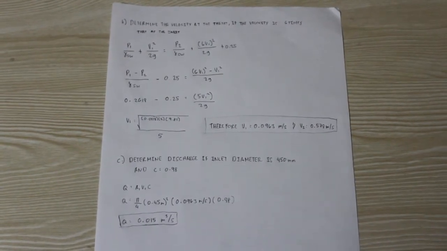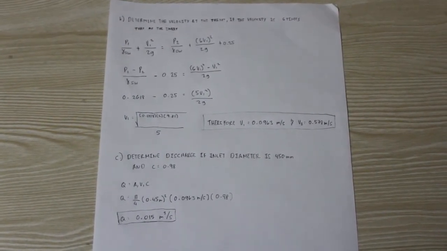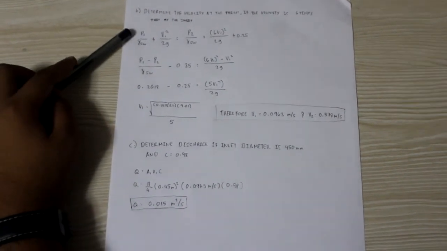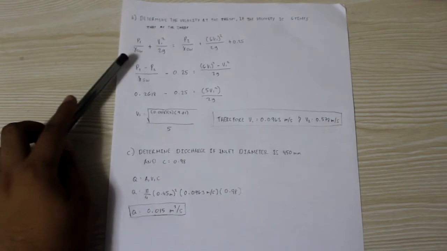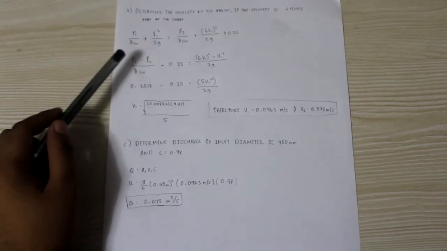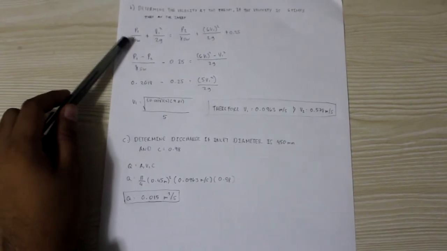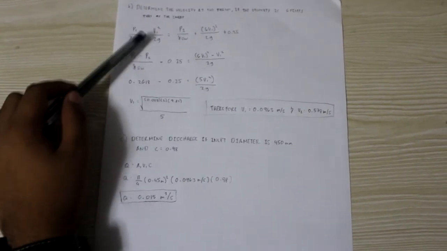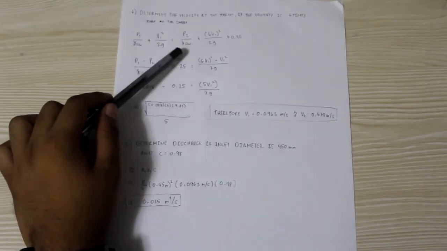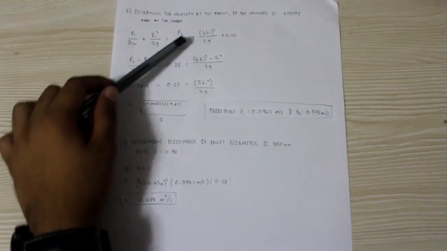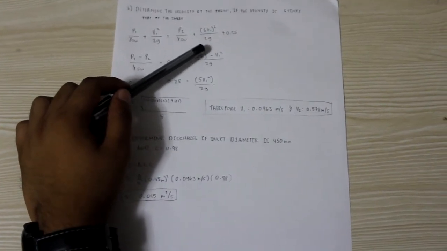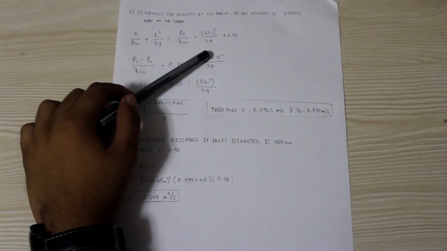So, good morning guys. We are here to continue the problem and to answer letter B, which is to determine the velocity at the throat if the velocity is 6 times that of the inlet. So, from Bernoulli's equation, which is P1 over specific weight plus V1 squared over 2g is equal to P2 over specific weight plus 6V1 squared over 2g plus 0.25.